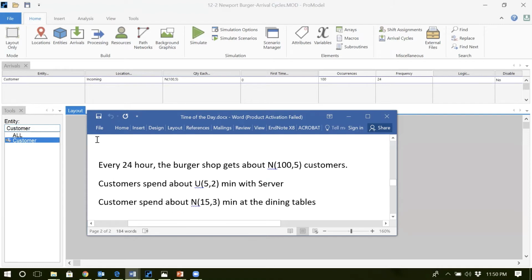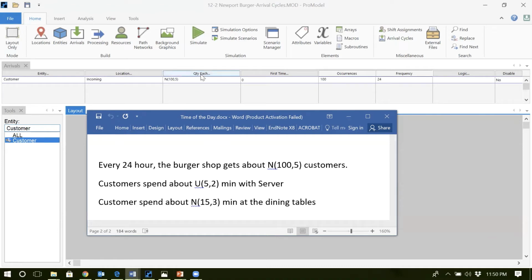So the customers come to the incoming, and these customers come in every 24 hours. This is the number of customers that we get in every 24 hours. So that's our inter-arrival time, or that's our frequency. Our frequency is going to be 24 hours. And then I need to take care of the fact that we get about this number of customers a day. So that's going to be my quantity each.